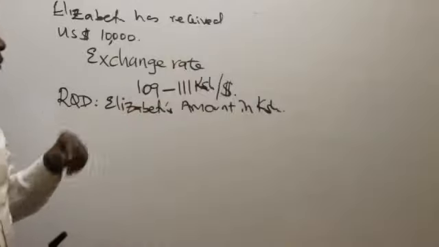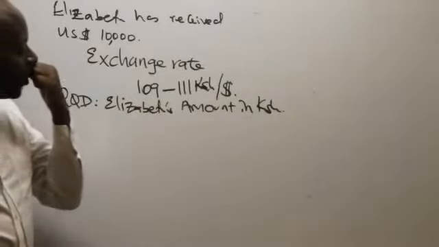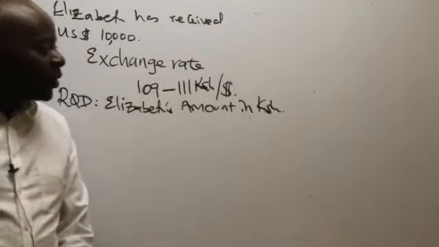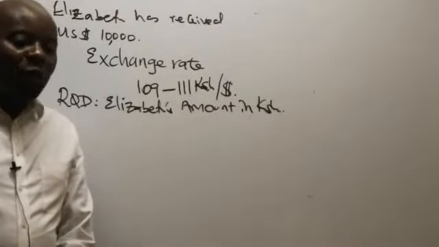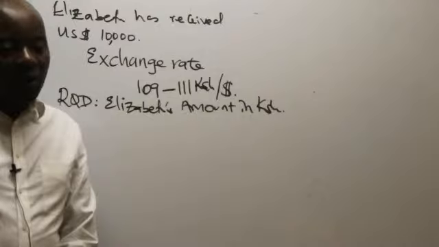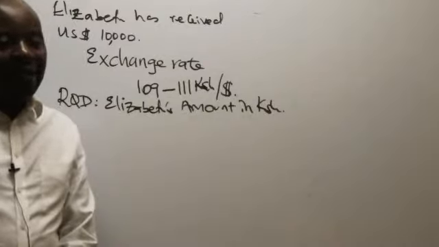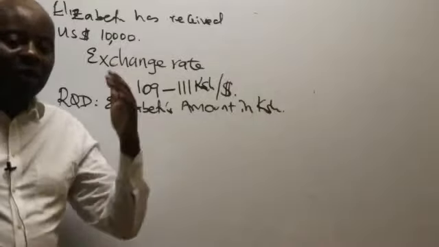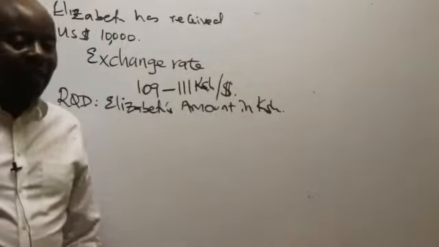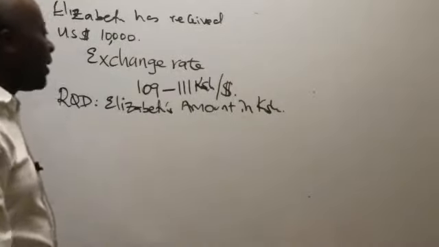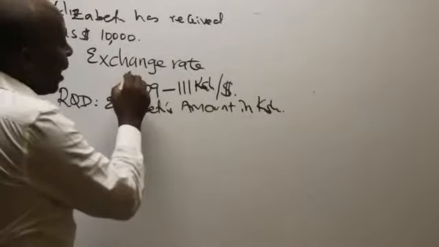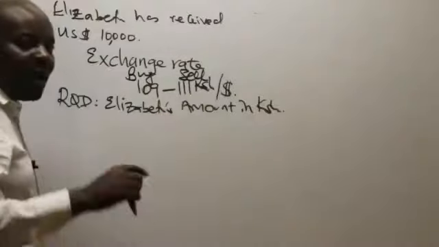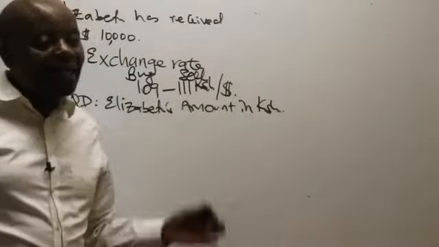So first of all, between 109 and 111 Kenya shillings, which one in this case will be the buying rate? The bank's buying rate. They are right. 109, the smaller one, becomes the buy. So this becomes the buy, and this becomes what they say? They sell. They buy low and they sell high. I love that.